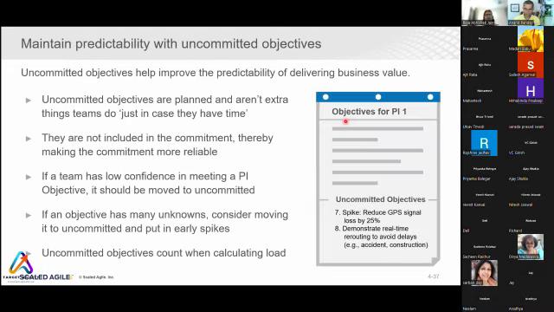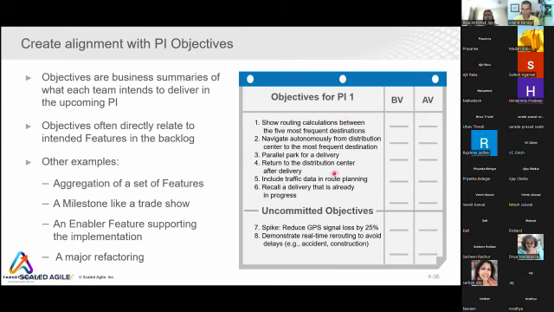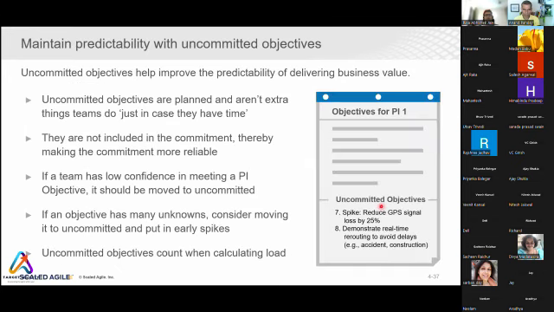Okay, so moving to the next slide. In this slide you didn't ask a question on uncommitted objectives, but I'll cover it in the next slide. So what are uncommitted objectives? These are some interesting things. Uncommitted objectives are planned well, but they are not the extra thing you do just in case you have the time. So why are they called uncommitted? They are called uncommitted because they're not included in the commitment, thereby making the commitment more reliable. But how are they making it? If a team has low confidence in meeting a PI objective, it should be moved to uncommitted.